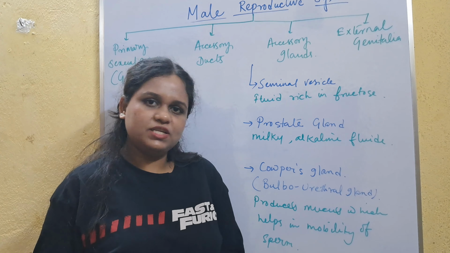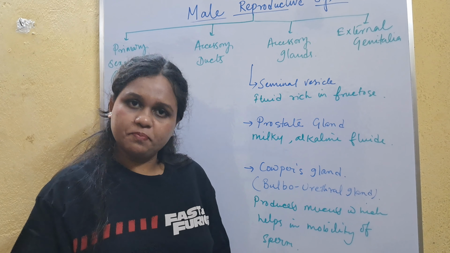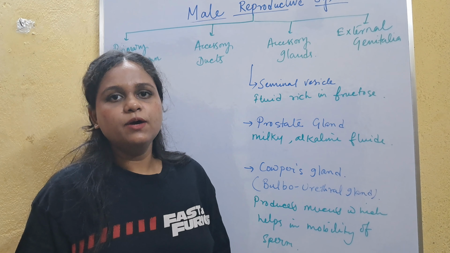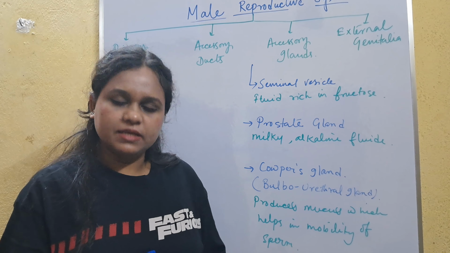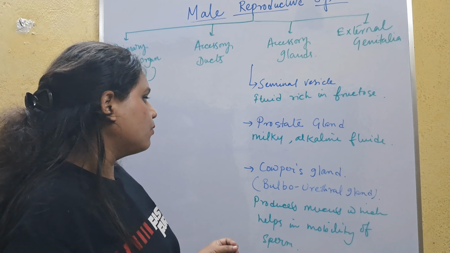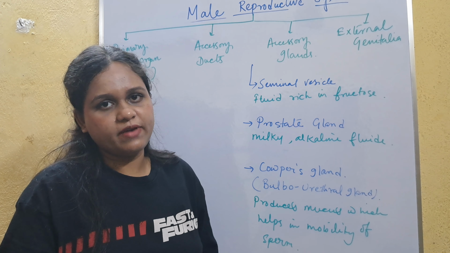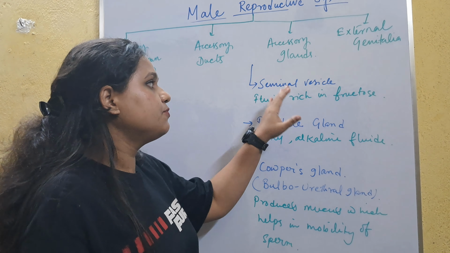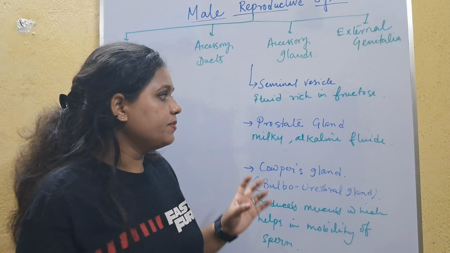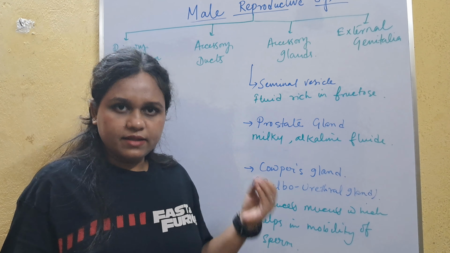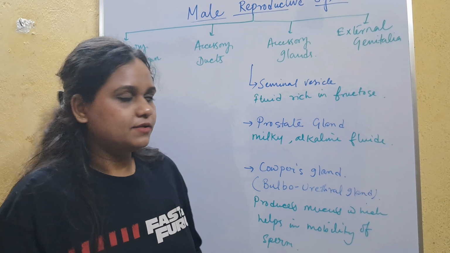Now, there may be a question in your mind, as I have mentioned semen. Semen is the mixture of sperm and the fluid produced from the accessory glands. So, these two form the semen which actually comes out from the accessory ducts to the female reproductive tract. These fluids are rich in fructose that nourishes and energizes the sperm, and the mucus in the semen helps in the mobility of the sperm for fertilization.